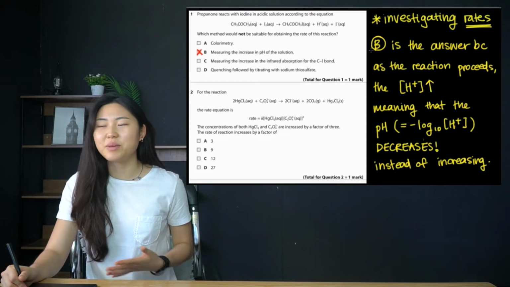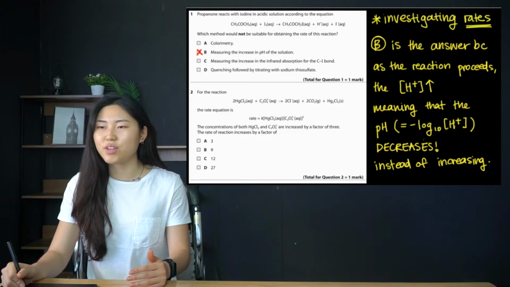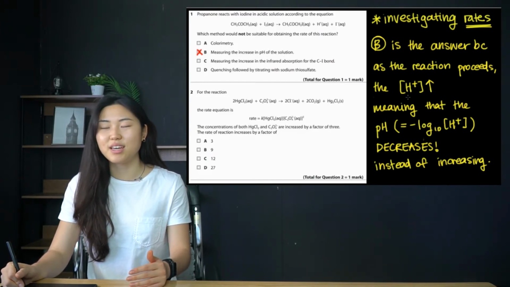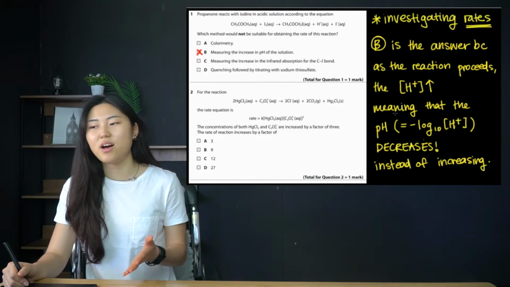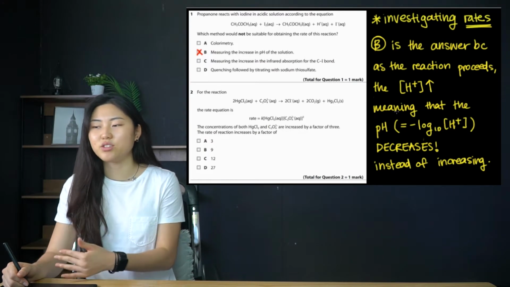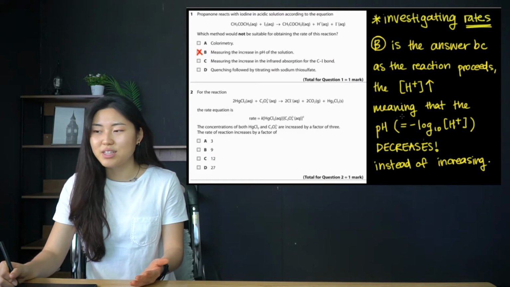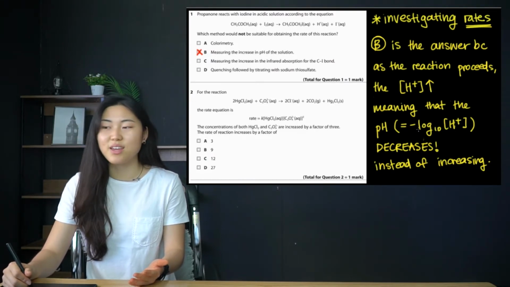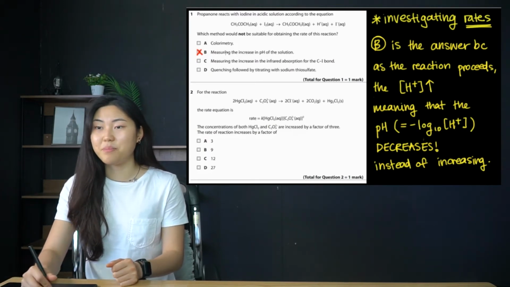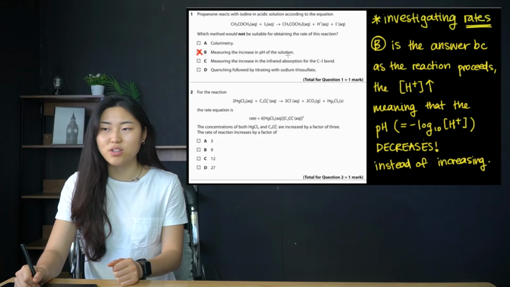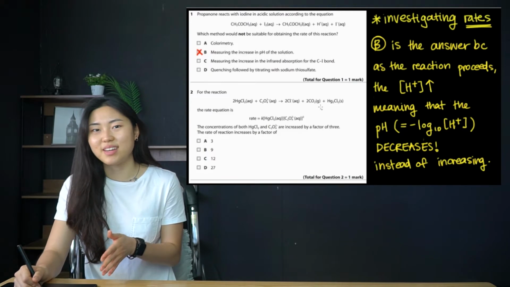So B is the answer because as the reaction proceeds, as you can see, the concentration of H+ is increasing, right? Meaning that the pH, which is equal to minus log to the base 10 of the concentration of H+, is going to decrease, right? So if this is increasing, the pH must be decreasing, because it's minus log. And in B, it says measuring the increase in the pH of the solution. So obviously that is not going to be suitable because pH will be decreasing, okay?